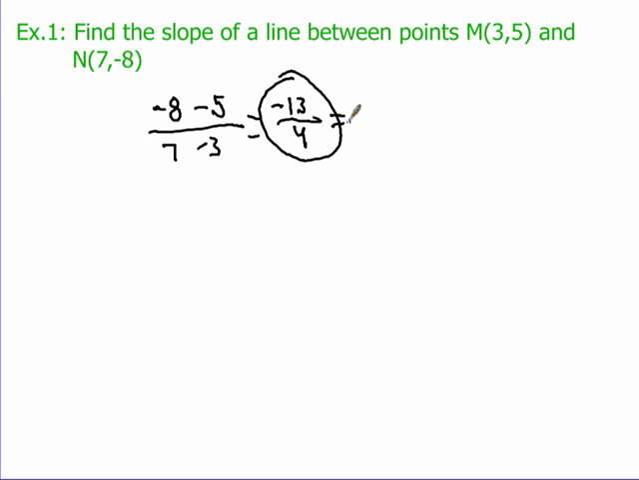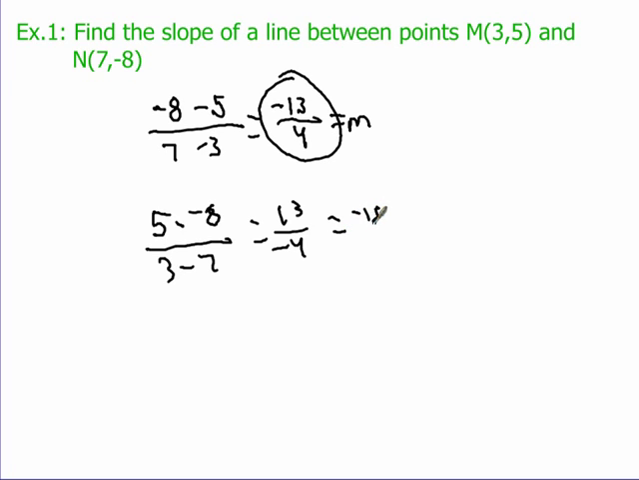And slope we always represent by the variable m. Not sure exactly why it's m, but it is m. Now, I could have done this the other way. I could have done 5 minus negative 8 over 3 minus 7. That would have given me positive 13 over negative 4, which is the exact same thing as negative 13 over 4. So it doesn't really make a difference. These two are equivalent to each other. All right, so not too difficult.